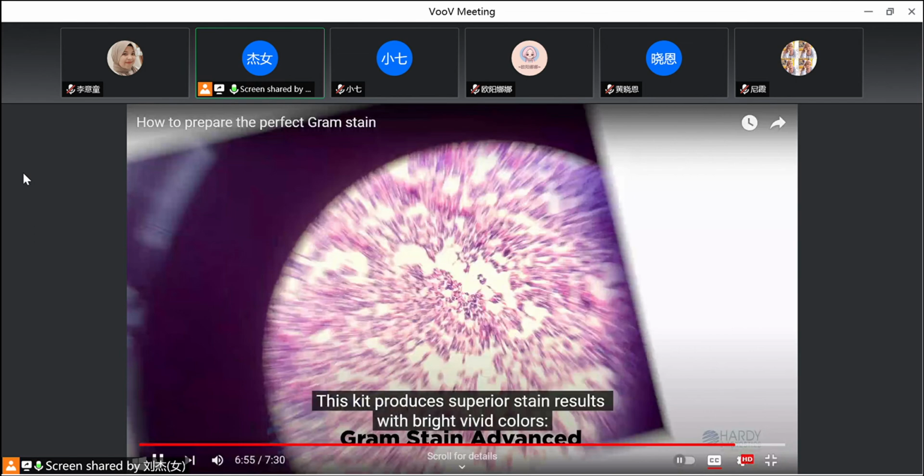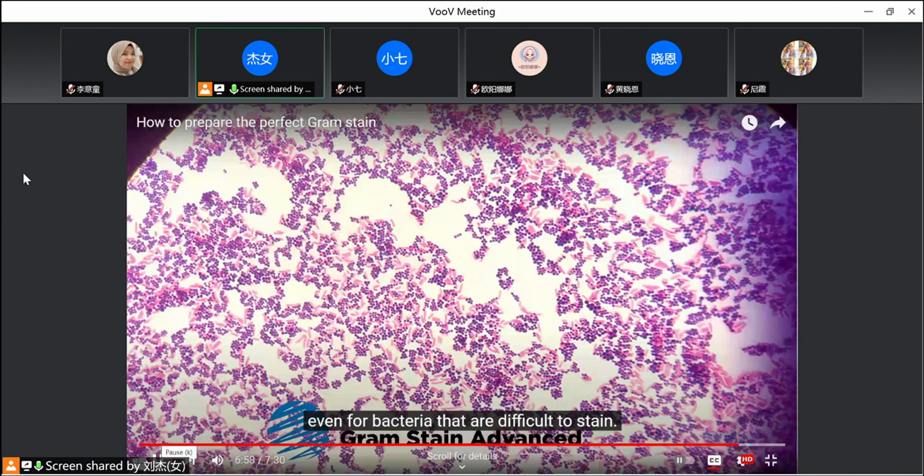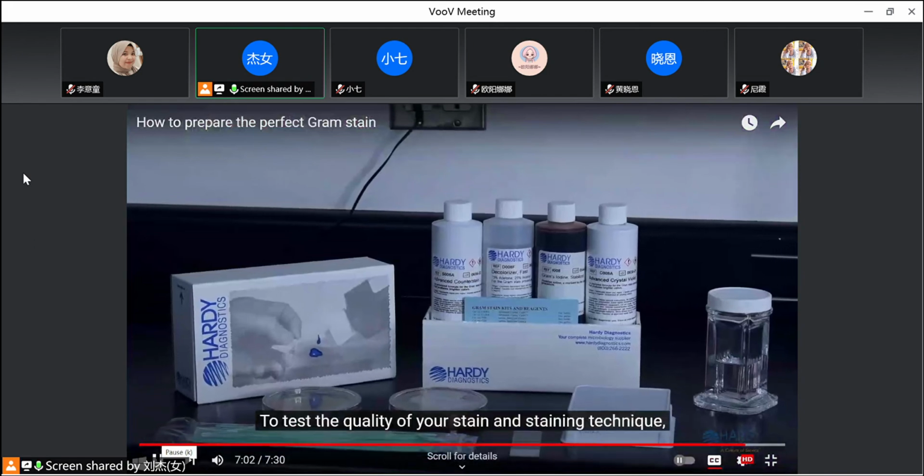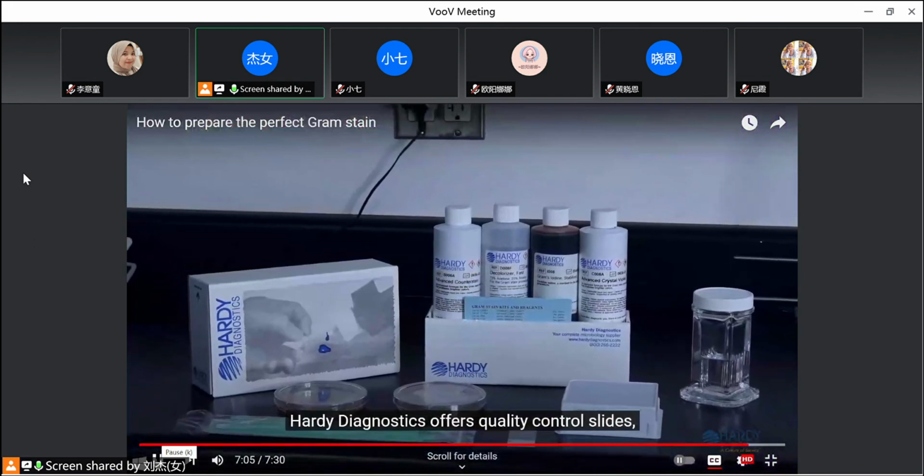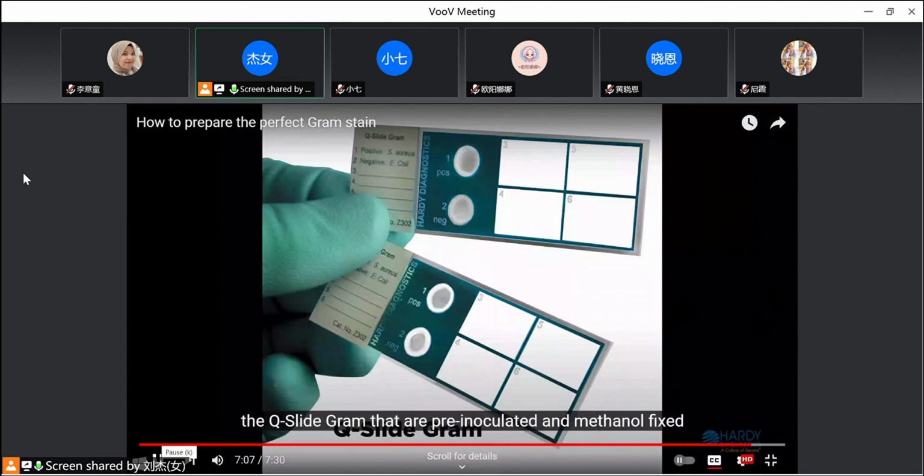With bright, vivid colors, even for bacteria that are difficult to stain. To test the quality of your stain and staining technique, Hardy Diagnostics offers quality control slides, the Q-Slide Gram, that are pre-inoculated and methanol fixed with gram-negative and positive bacteria.